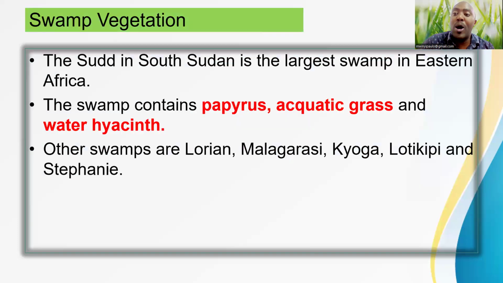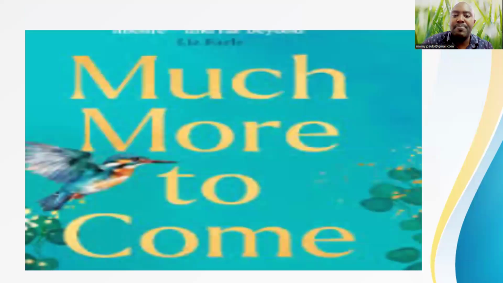Next, swamp vegetation. Swamp vegetation in Eastern Africa, mostly we shall talk about the Sudd in South Sudan. The Sudd in South Sudan is the largest swamp in Eastern Africa. The swamp contains papyrus, aquatic grass, and water hyacinth. Other swamps that we have in Eastern Africa include Lorian Swamp, Malagarasi, Kyoga, Lotikipi, and Stephanie.